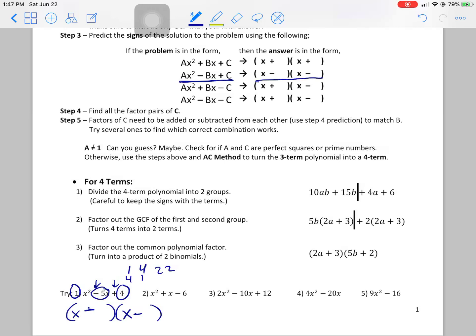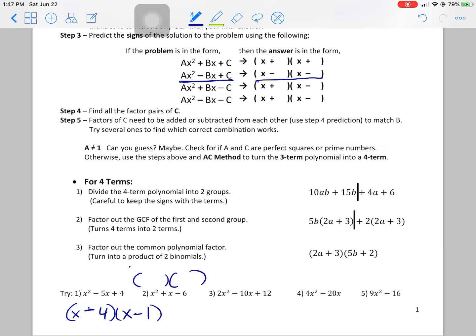So to make a 5, I can't put a 2 and a 2. It definitely has to be a 4 and a 1. So it doesn't matter in this case whether I put a 1 and a 4 or a 4 and a 1. But that's what this one factors to.